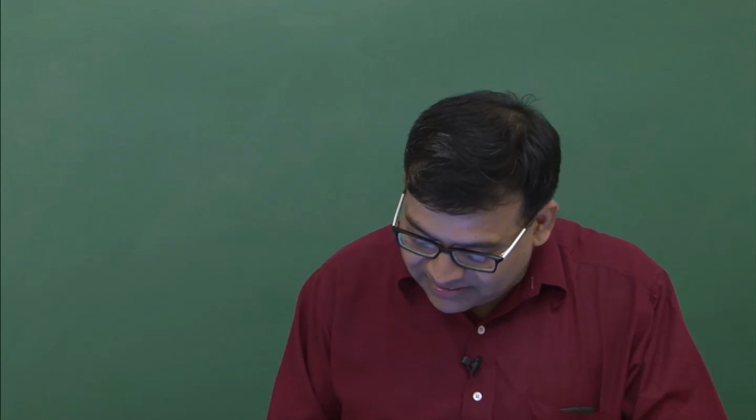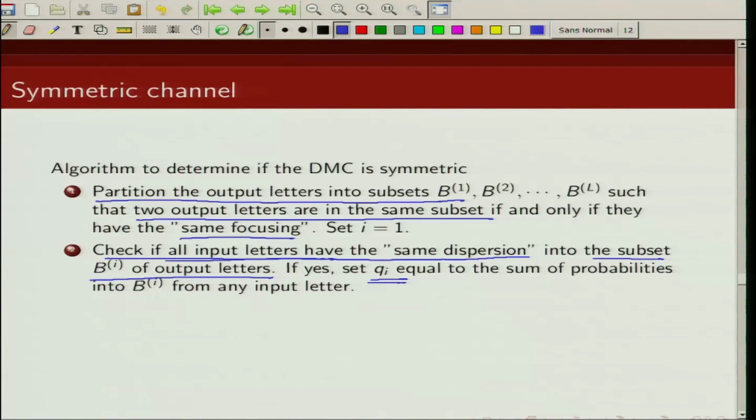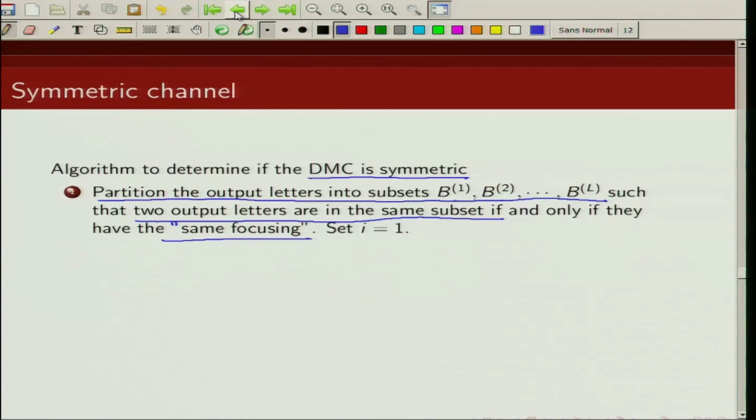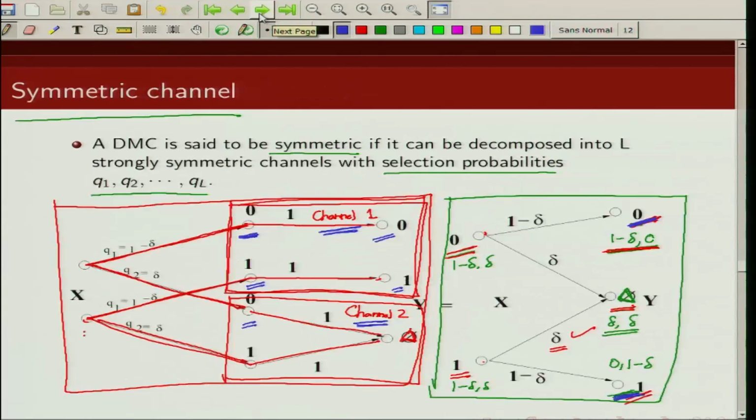And if that is the case, then we set Qi to be equal to the sum of the transition probabilities into that particular set. So for example, if you go back and see this example, we are reaching here with probability 1 minus delta, 1 minus delta, so the dispersion is common. Whether we are from 0 or 1, we are selecting this channel with probability 1 minus delta, whereas this particular channel we are selecting with probability delta.